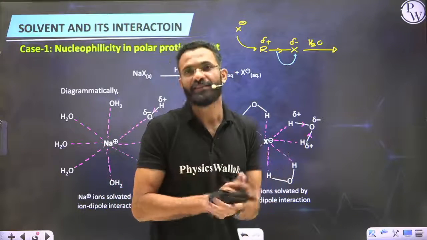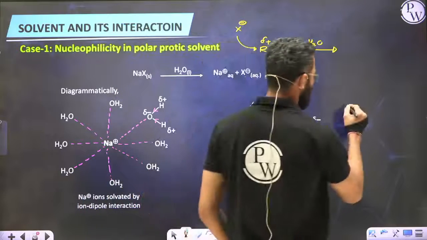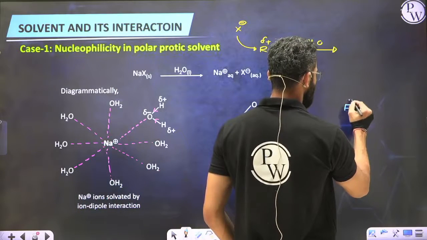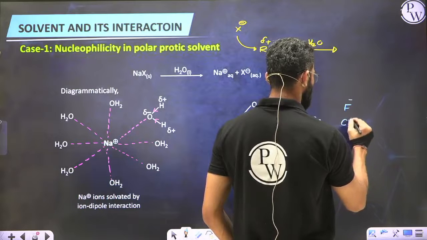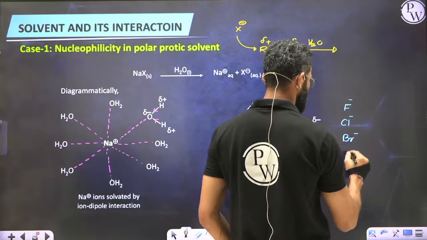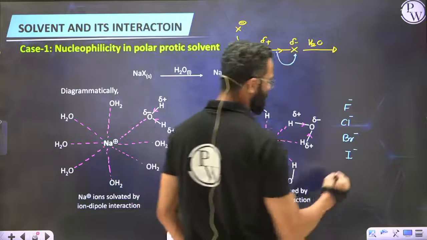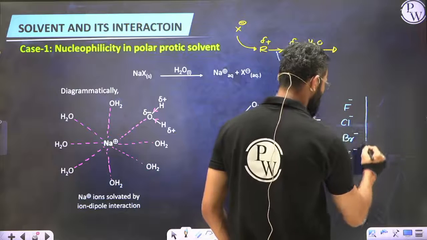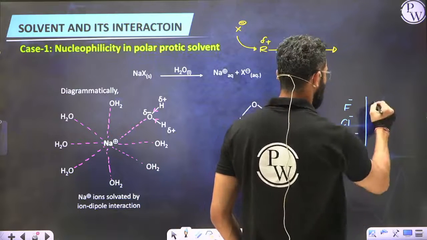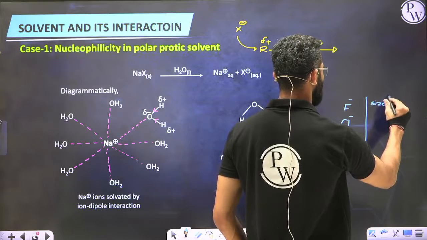Now let's consider if I have different types of nucleophile. Different type meaning what? If I have F minus, Cl minus, Br minus, and I minus. Guys, we all are aware that as we come down the group, the size of the atom increases, isn't it?